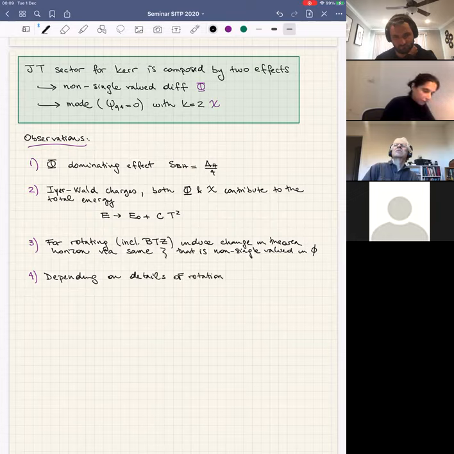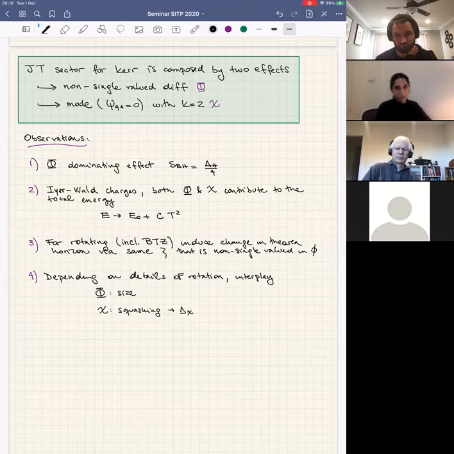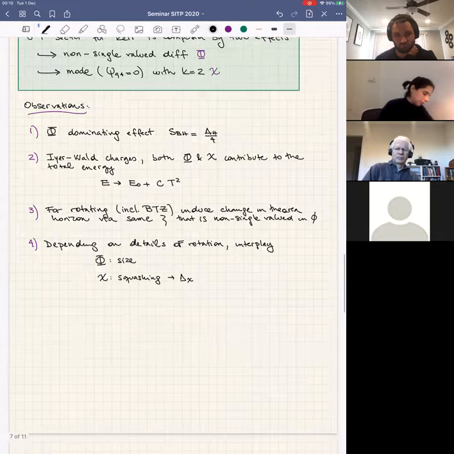And the thing that I've noticed is that there's always an interplay between two fields, like they're battling each other in some way. One is this phi that describes the size of the black hole. And I usually call chi the other one, that describes a squashing of the sphere, okay? The details depend on the conformal dimension of this one, which is not always necessarily two. So for instance, in five dimensions, the conformal dimension of the squashing mode is between two and three. So it plays a slightly different role.